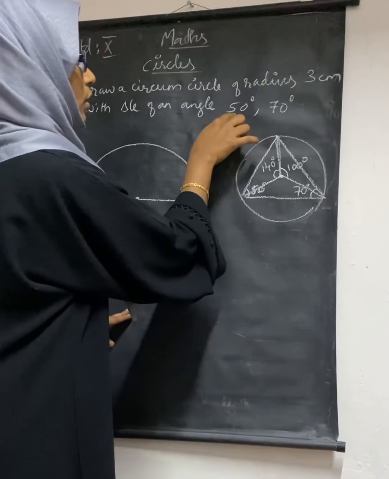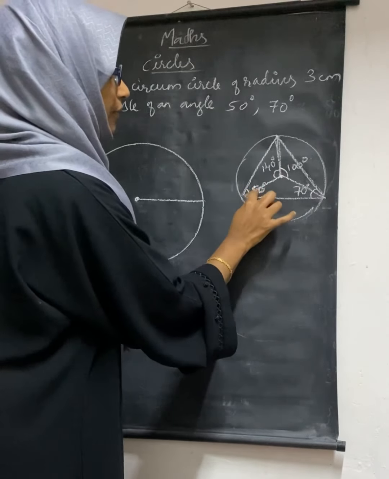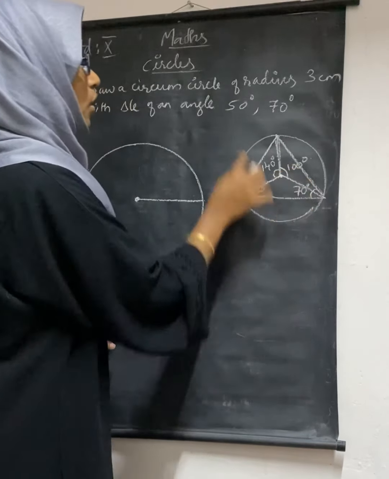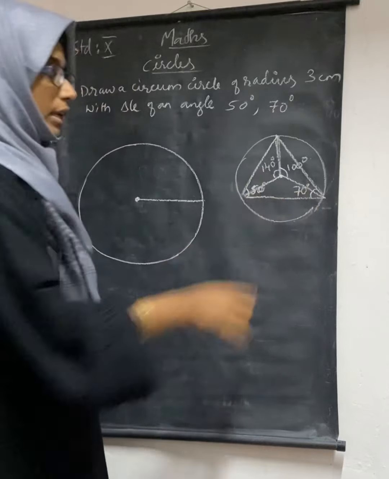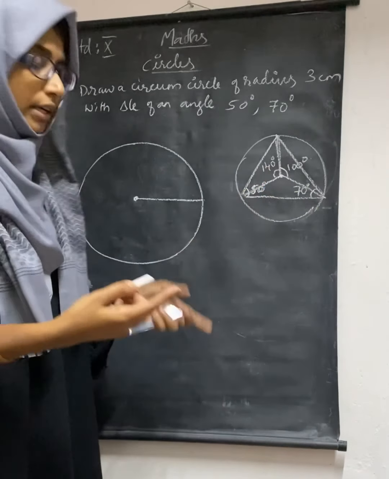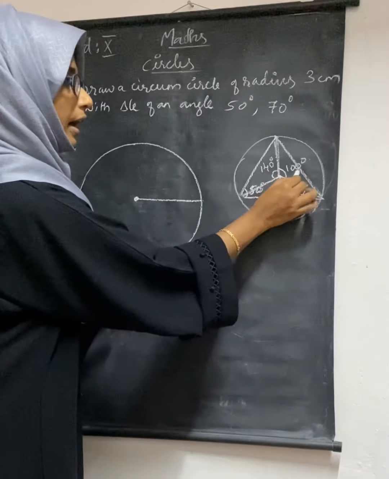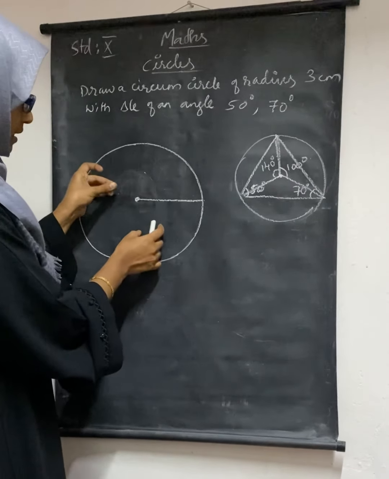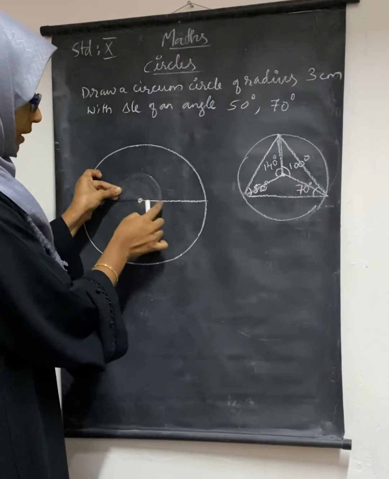Now, we have marked the central angle. 50's central angle is what? 100. So you can take 100 now, or 70's central angle is what? 140. So 100 or 140, that is your wish. Whatever you can take first. 100, I am going to take 100 now. So you have to keep your protractor like this. At the center you have to keep it now, 100.